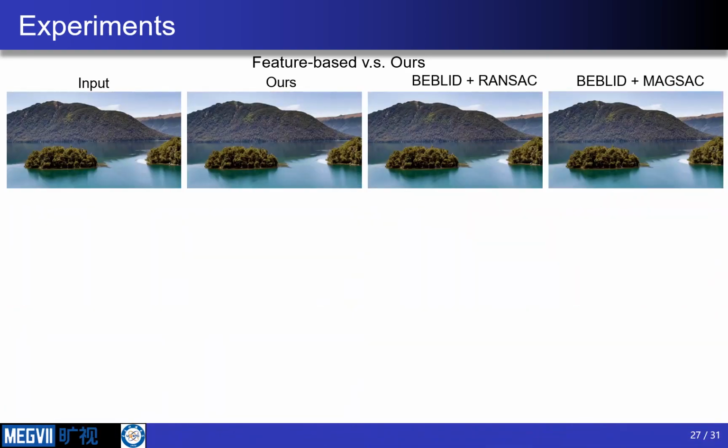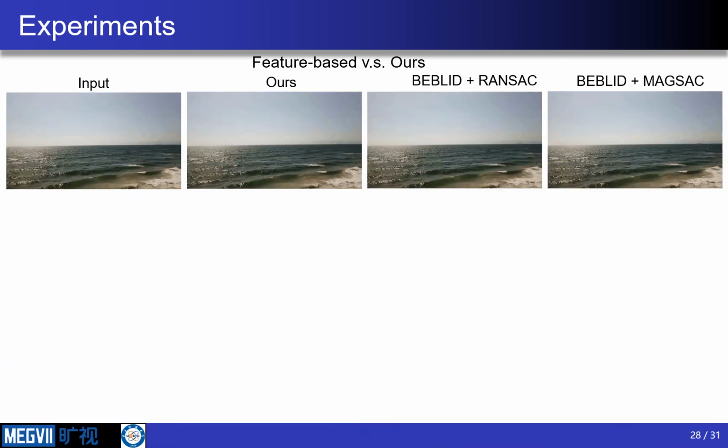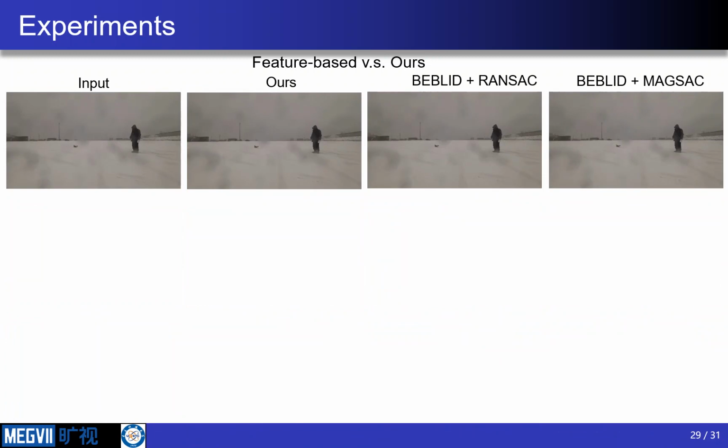In this example, the distant mountains in the background are almost static while the nearby islands and water surface are dynamic. This is also a challenging low-texture example, where all of the feature-based methods fail to produce satisfying results, due to either the feature extraction or the dynamic waves. In this example, most of the feature-based methods cannot align the foreground people and the background building simultaneously.